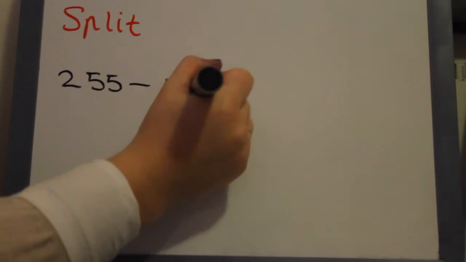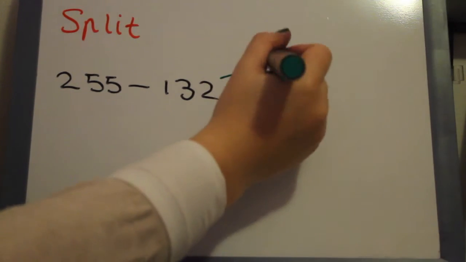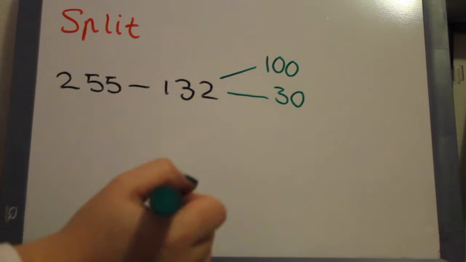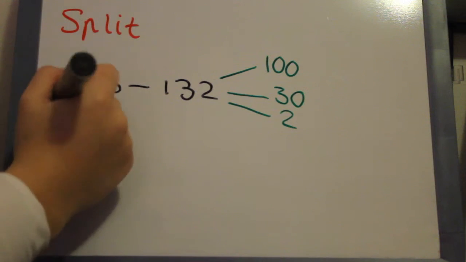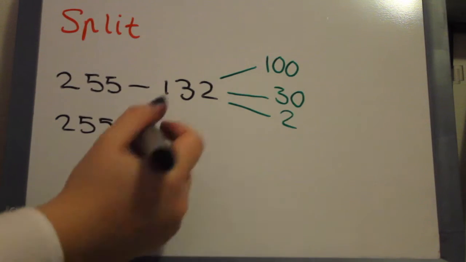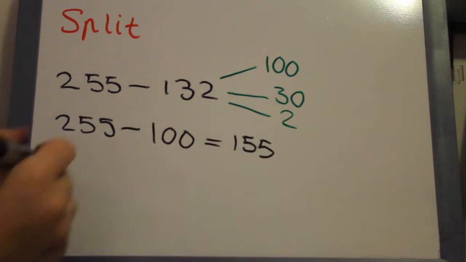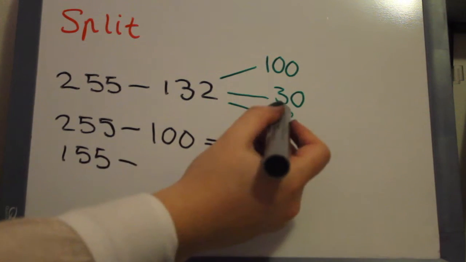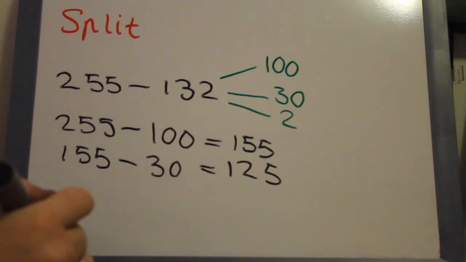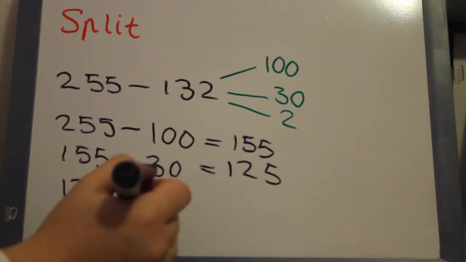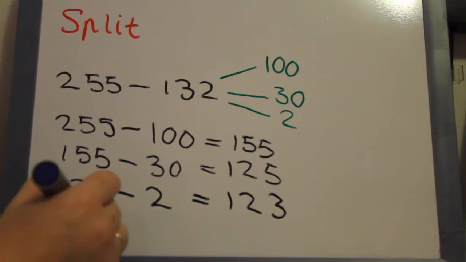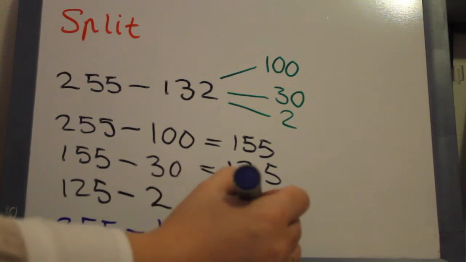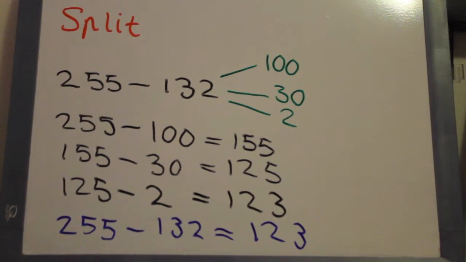Split. When subtracting large numbers in our heads, it can be easier to split the number to be subtracted into parts and work with each part separately. 255 minus 132. The 132 gets separated into 100, 30 and 2. Therefore, 255 minus 100 equals 155. 155 minus 30 equals 125. And 125 minus 2 equals 123. Therefore, 255 minus 132 equals 123.